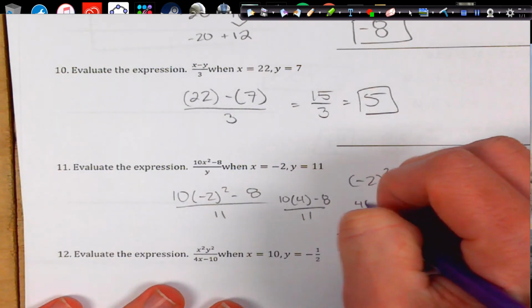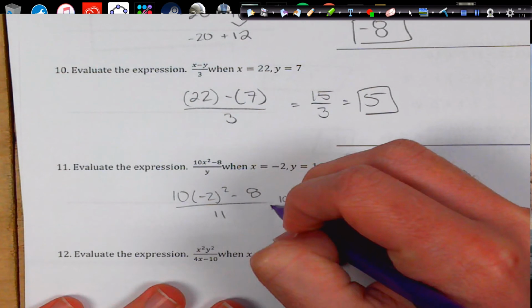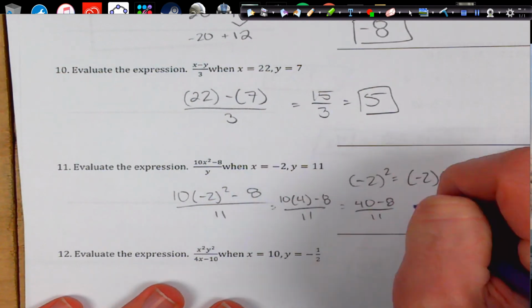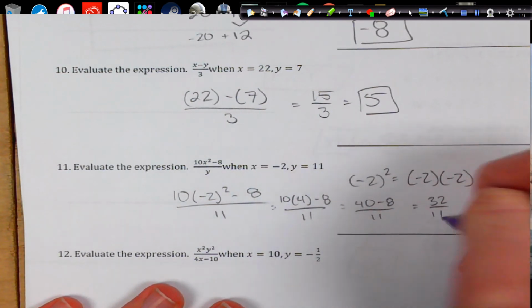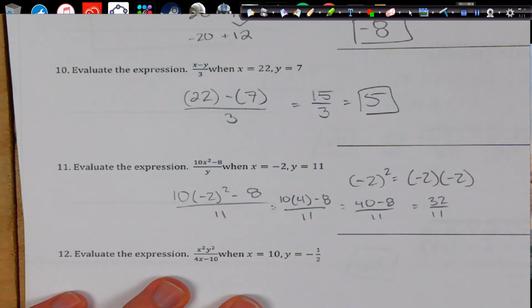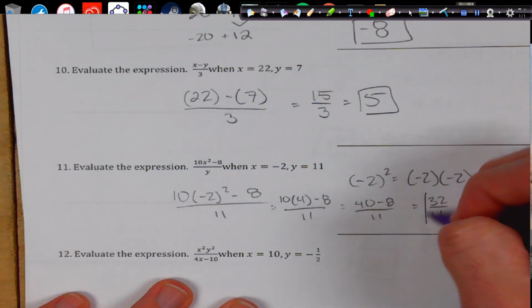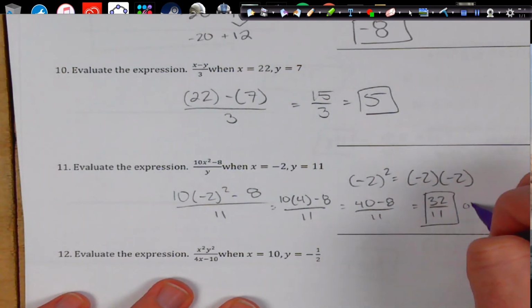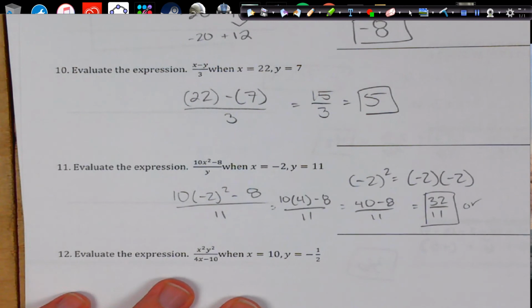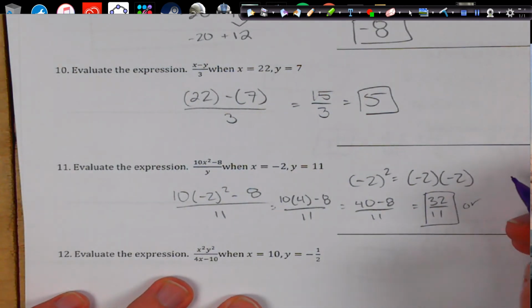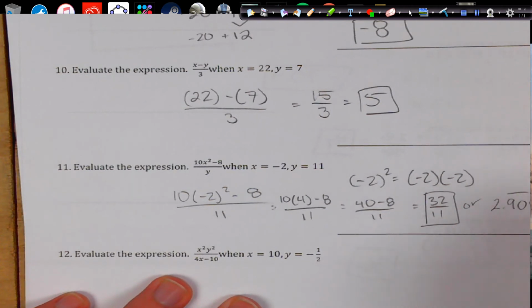That's going to become 40 minus 8 over 11, and 32 over 11. And what we can see here is 32 over 11 will not reduce for us, so we can leave it as that. Or if we want, we can find the decimal, which would be 2.90909. It looks like it's actually repeating.